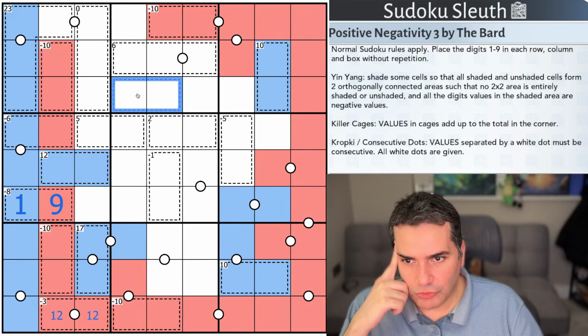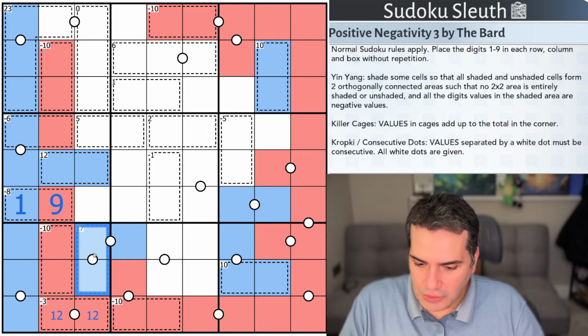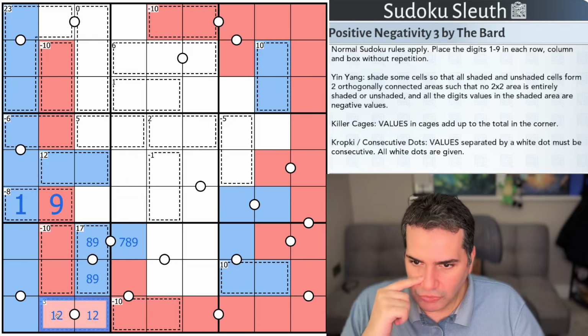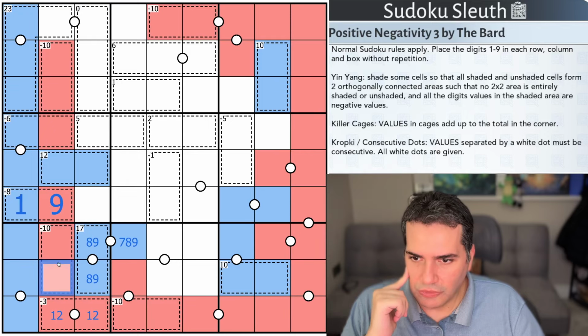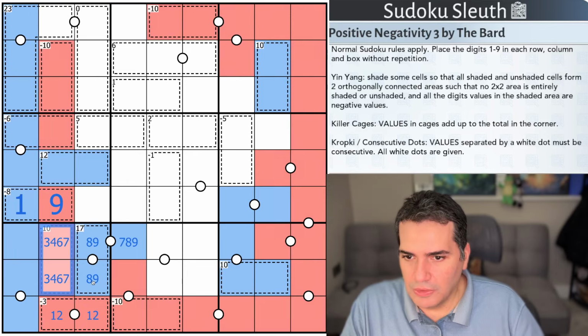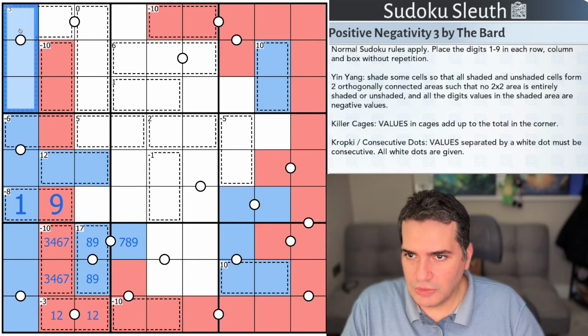And essentially, we're looking for two digits to have a difference of 1, difference of 2, difference of 1. 17 cage, this is 8, 9. This is 7, 8, 9. This is not 1, 2, as in not 1, 9, not 2, 8. So it's essentially 3, 4, 6, 7. Sudoku says 9s are definitely up here.